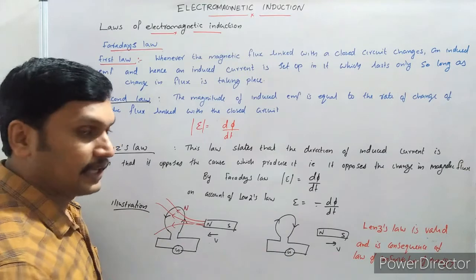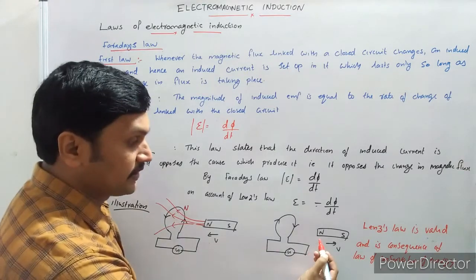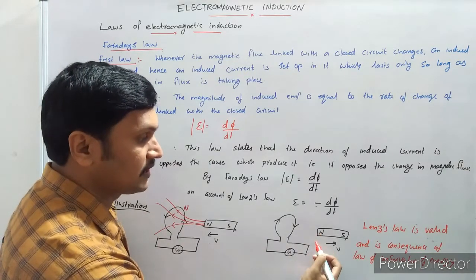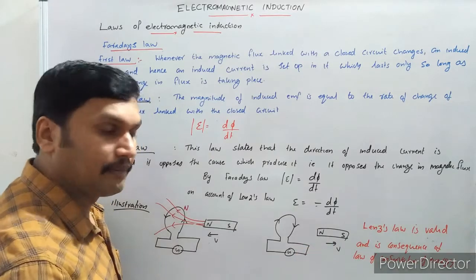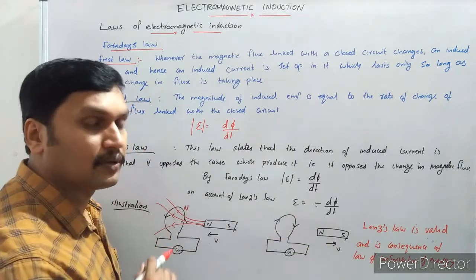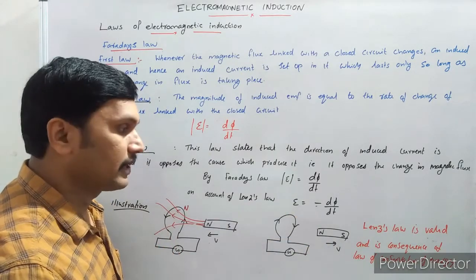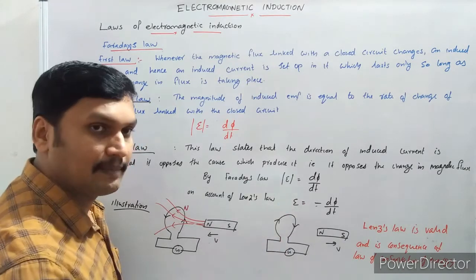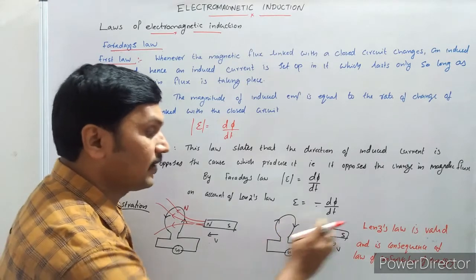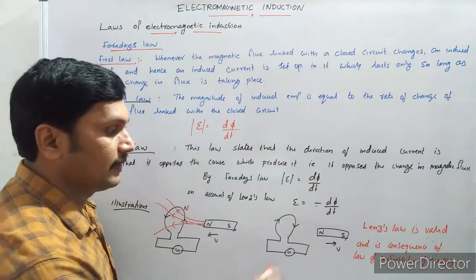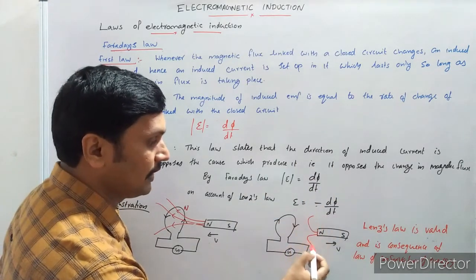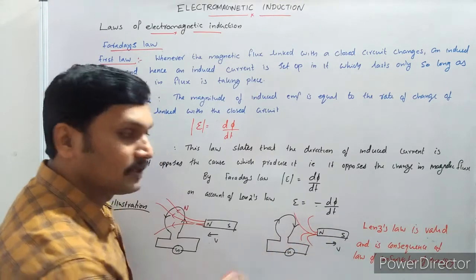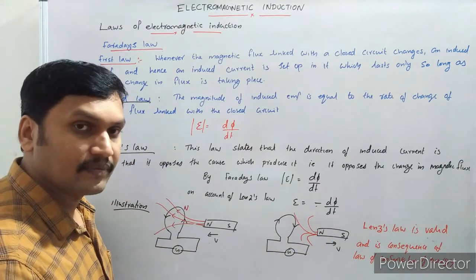Now see the second case. Suppose we are moving the north pole of the magnet away from this coil. Then the current is flowing in the clockwise direction. How can we explain? The cause of production of induced EMF is that the flux of this coil decreases. When the north pole is moving away from the coil, the flux decreases.